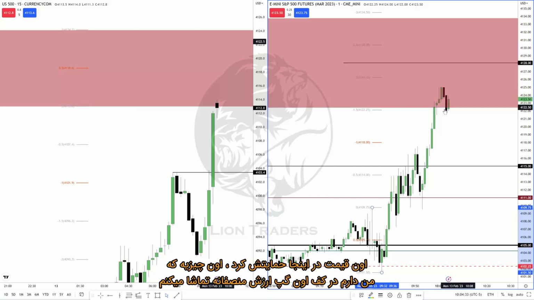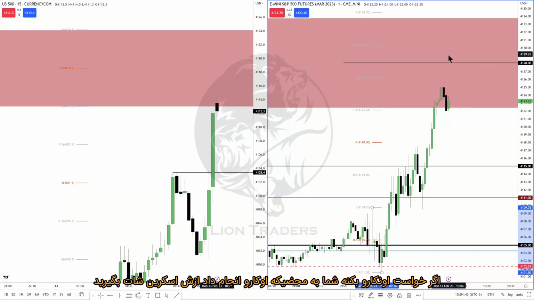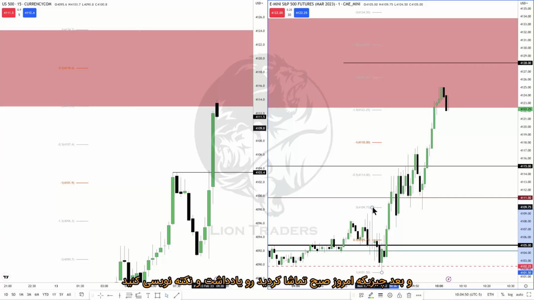Does price support it here? That's what I'm watching at the low end of that 15-minute fair value gap. If it starts to run as soon as it hits this level, should it do so? I don't know if it's going to. Should it do that, you want to screenshot your chart as soon as it does, and then log it and annotate what you've observed this morning.